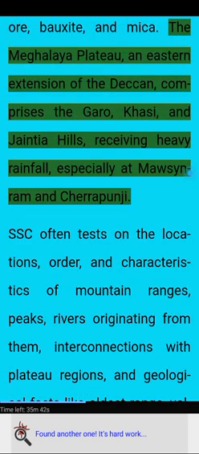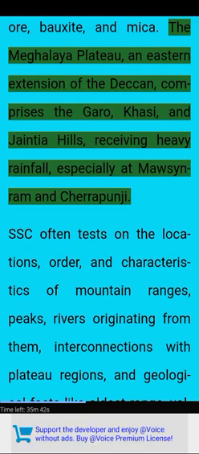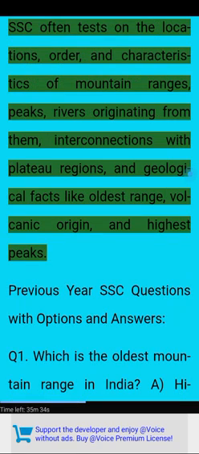The Meghalaya Plateau, an eastern extension of the Deccan, comprises the Garo, Khasi, and Jaintia Hills, receiving heavy rainfall, especially at Mawsynram and Cherrapunji. SSC often tests on the locations, order, and characteristics of mountain ranges, peaks, rivers originating from them, interconnections with plateau regions, and geological facts like oldest range, volcanic origin, and highest peaks.